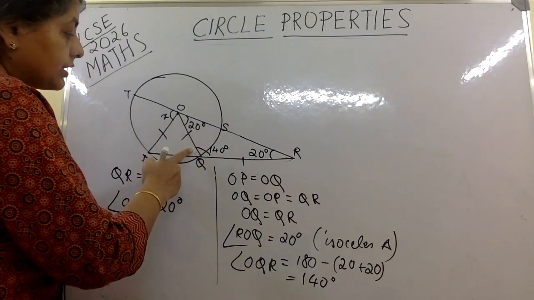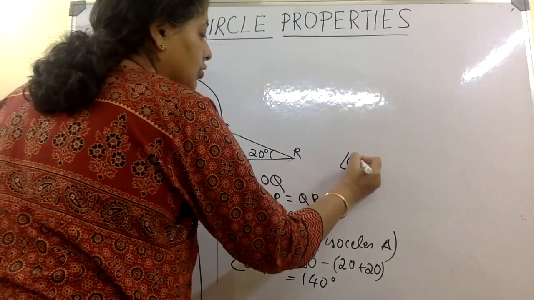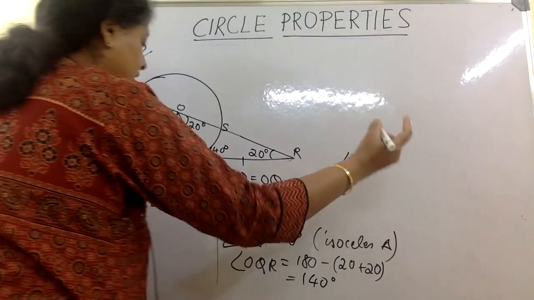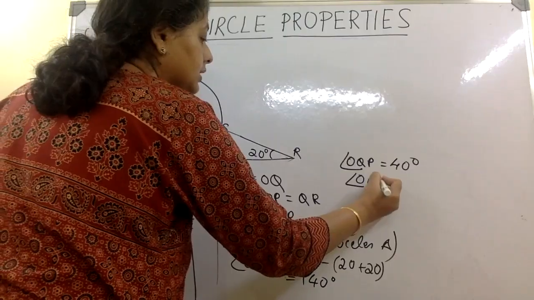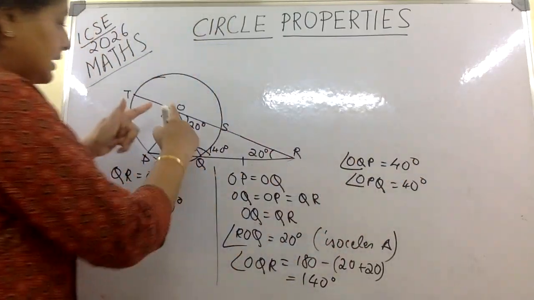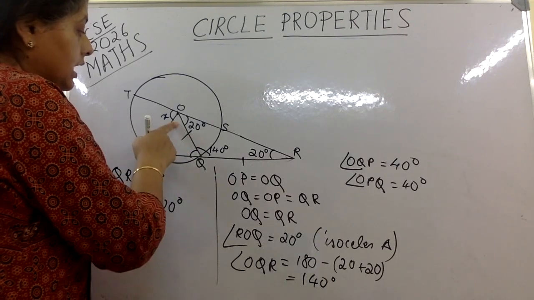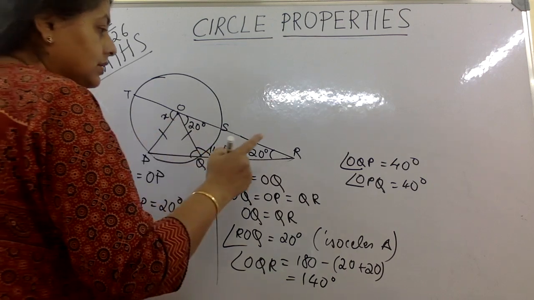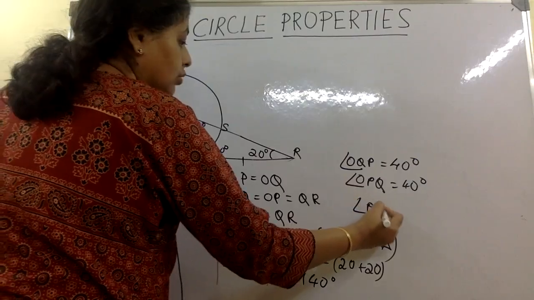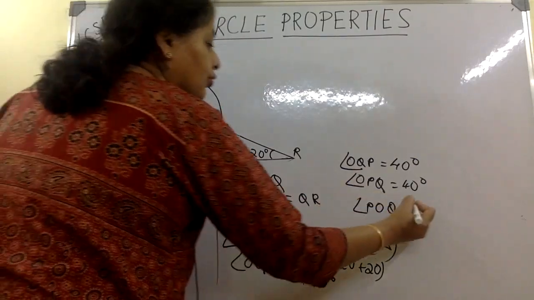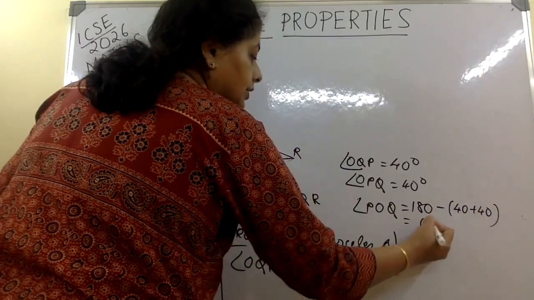If this is 140 degrees, how much is this angle? So angle OQP is 180 minus 140, which is 40 degrees. Angle OPQ is also 40 degrees because it is an isosceles triangle because of radius. Now if this is 40, this is 40, angle POQ is equal to 180 minus 40 plus 40, which is equal to 100 degrees.